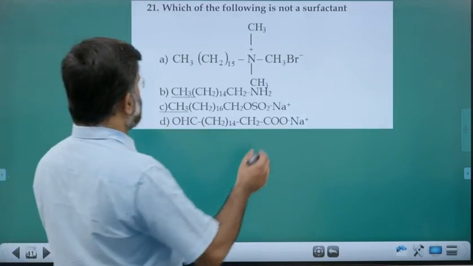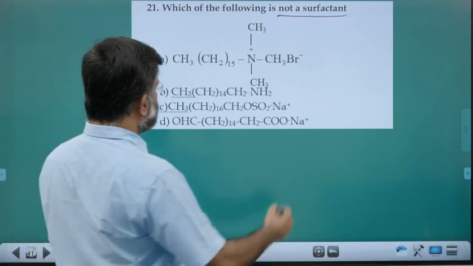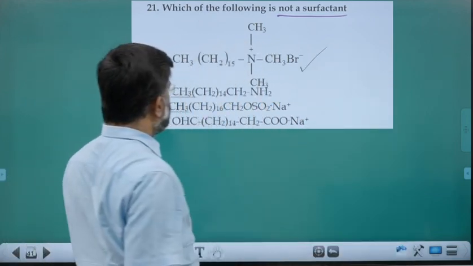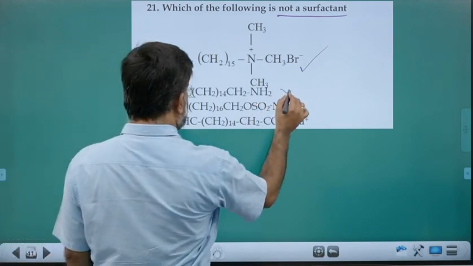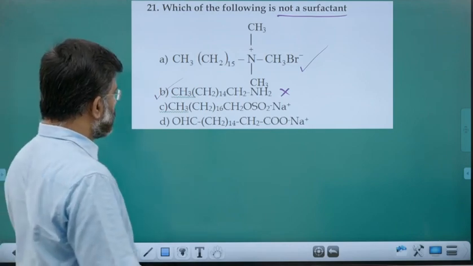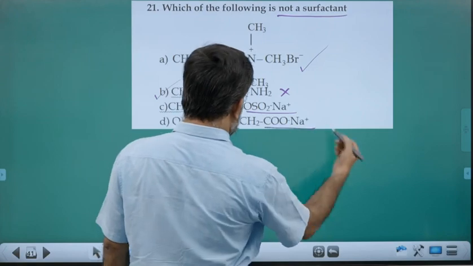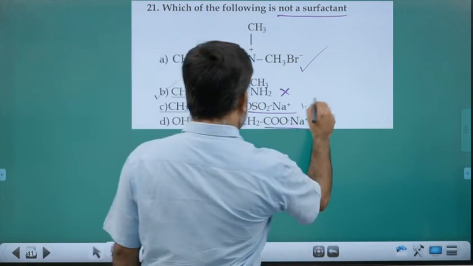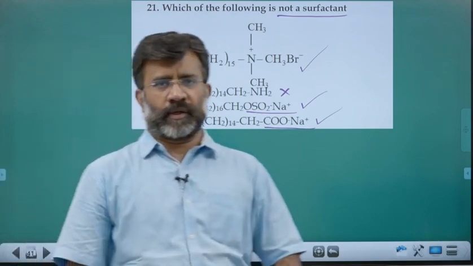Not a surfactant. This is a surfactant, a cationic detergent. This is not a surfactant. Option B is the answer. This is an anionic detergent. So all these are surfactants except B. B is not a surfactant.